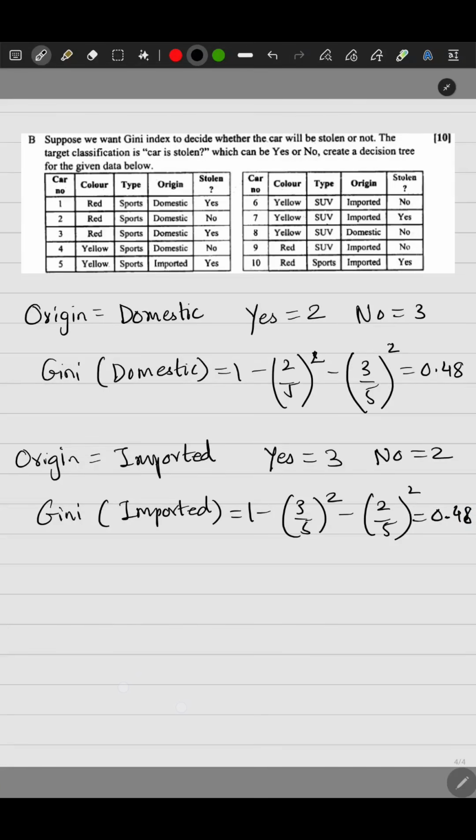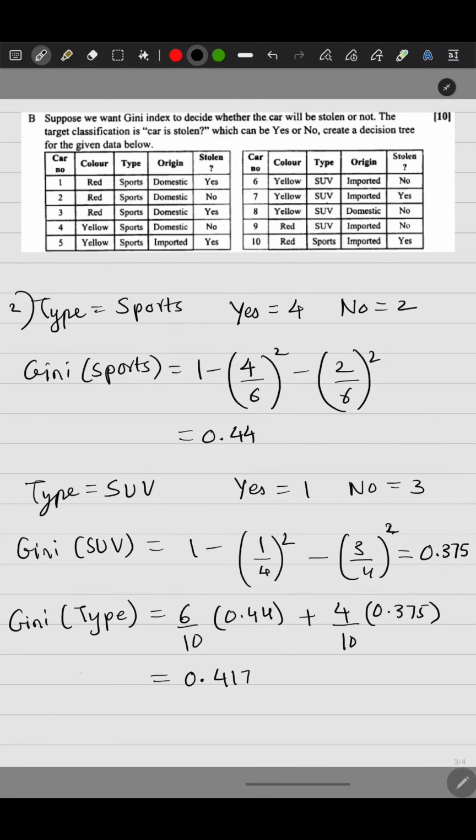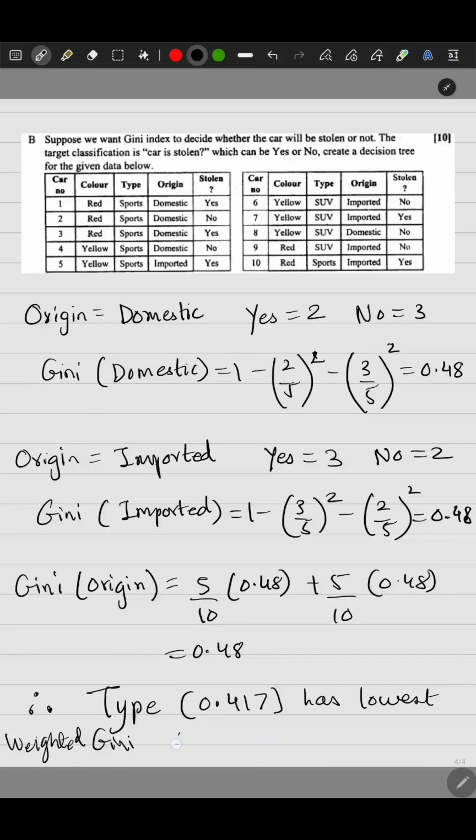Okay, and you also know what the weighted Gini is going to be. So weighted Gini for origin is going to be 5 by 10 times 0.48 plus 5 by 10 times 0.48, which is equal to 0.48, which is the same as color. So based on the weighted Gini values that we saw, type has the lowest weighted Gini value. So therefore we'll choose type, 0.417, as the lowest weighted Gini value. So therefore root is type.